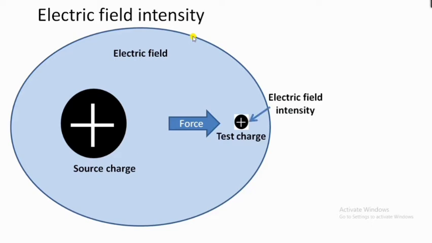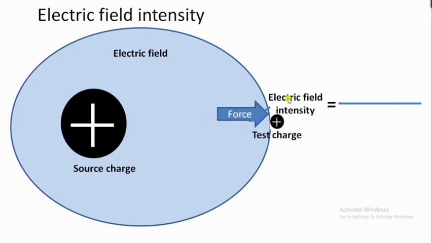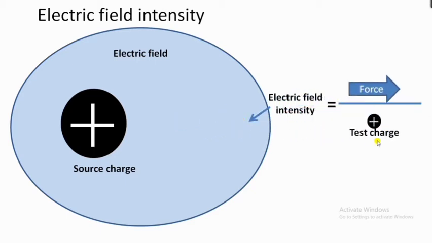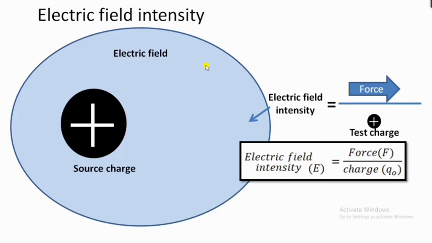So if I want to find the intensity of electric field at this point, then I have to divide the force at this point by the magnitude of test charge. If you divide the force by the magnitude of test charge, this will give you the intensity of electric field at this point. For any other point, you have to do the same thing: divide the force on the test charge at that point by the magnitude of test charge. So electric field intensity is equal to force by test charge, and we denote electric field intensity by E, and that is F by Q naught.